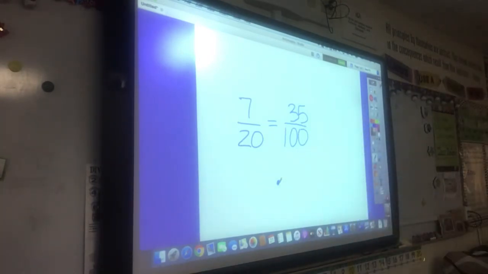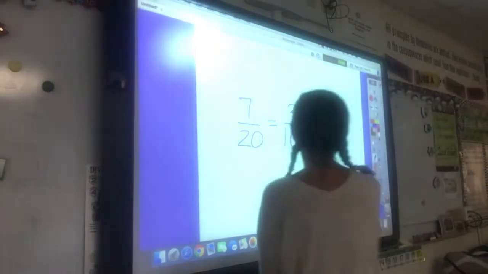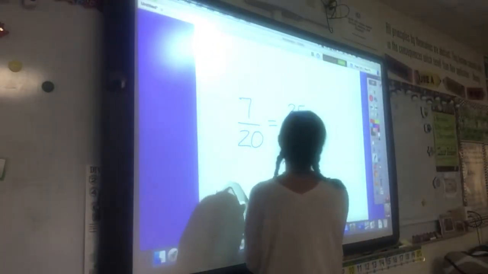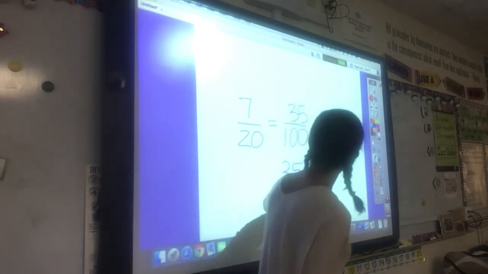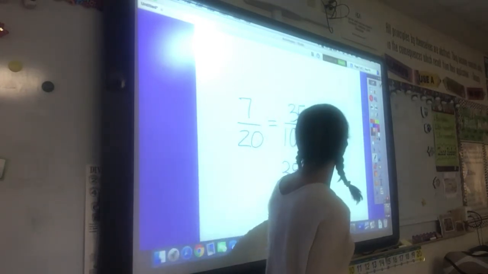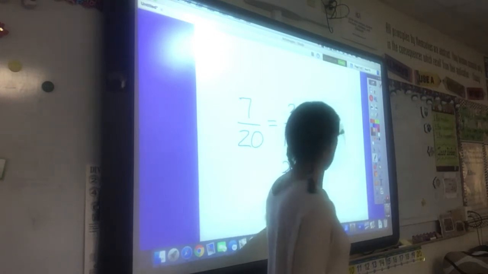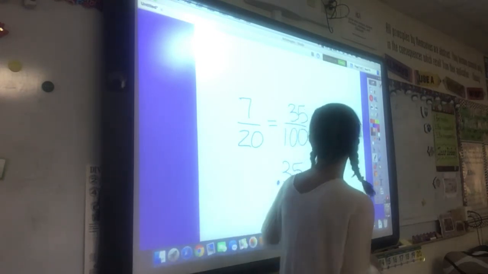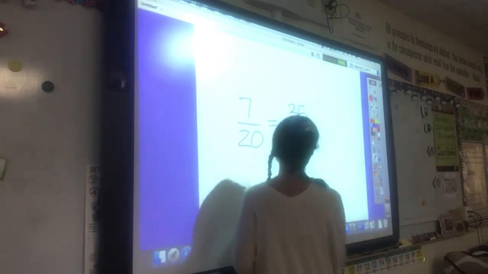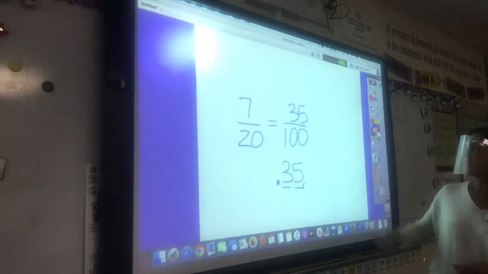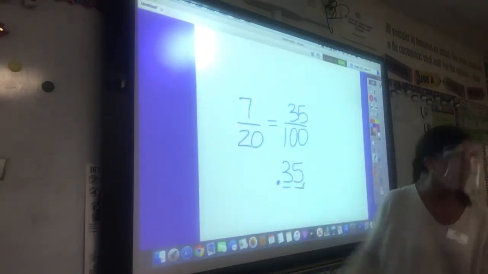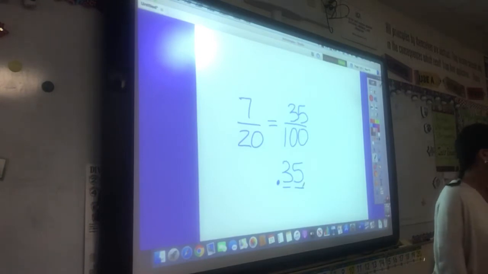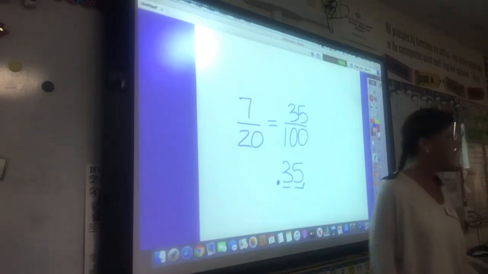Remember that when you have a decimal, the second place over is the hundredths place, so 0.35. You say 35, and then you say where it ends, so it ends in the hundredths place. This is 35 hundredths, because this is tenths and this is hundredths. So 0.35 is the decimal that goes with 7/20. Is it okay if I'm just writing equals 35? Yeah, as long as you know what that means.